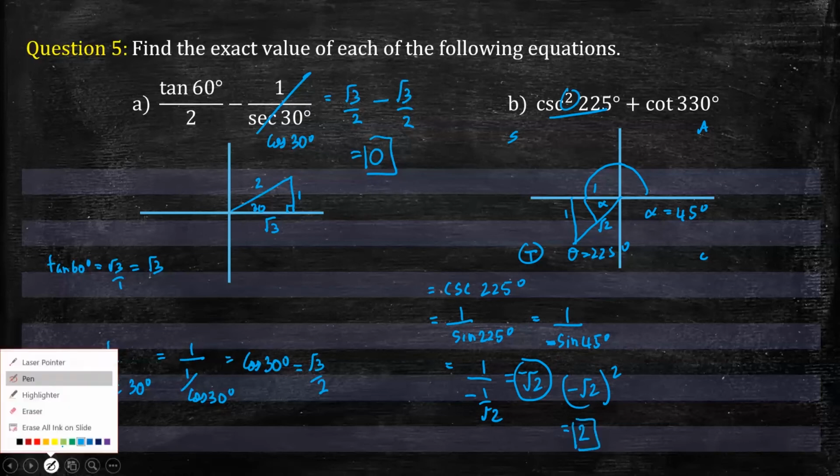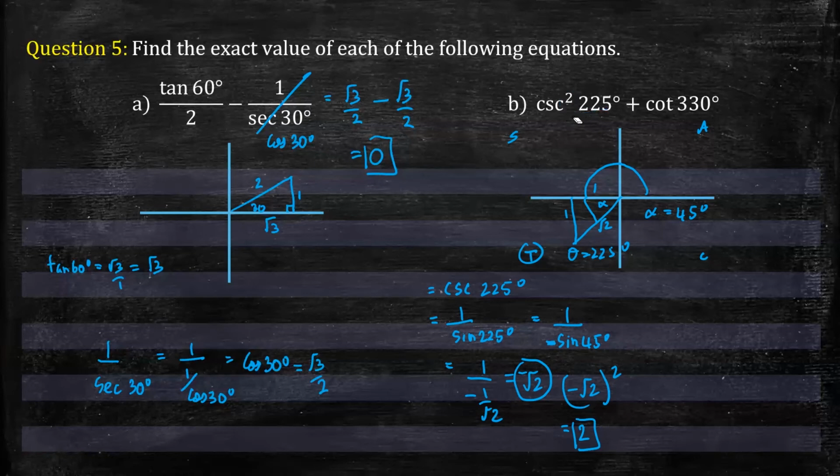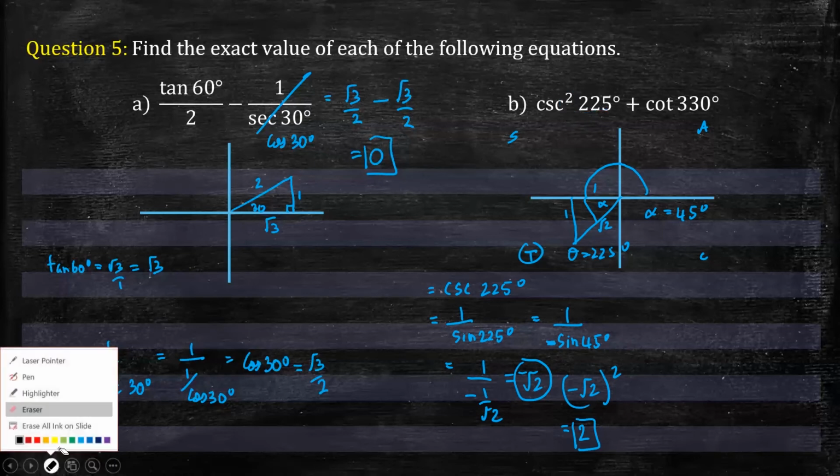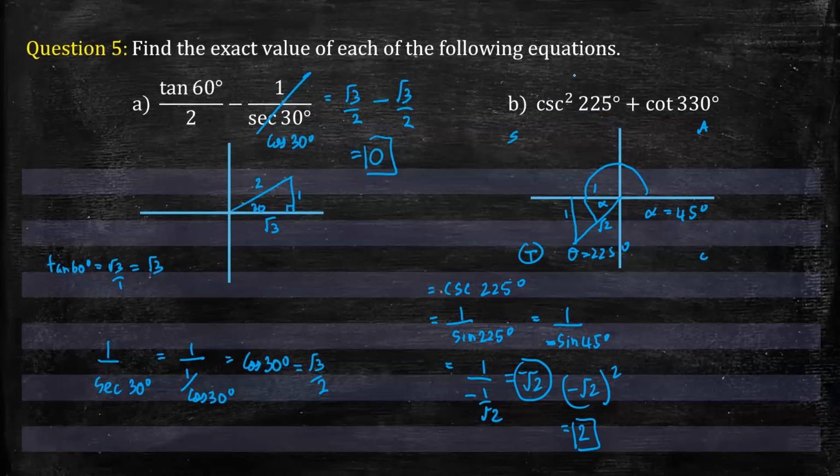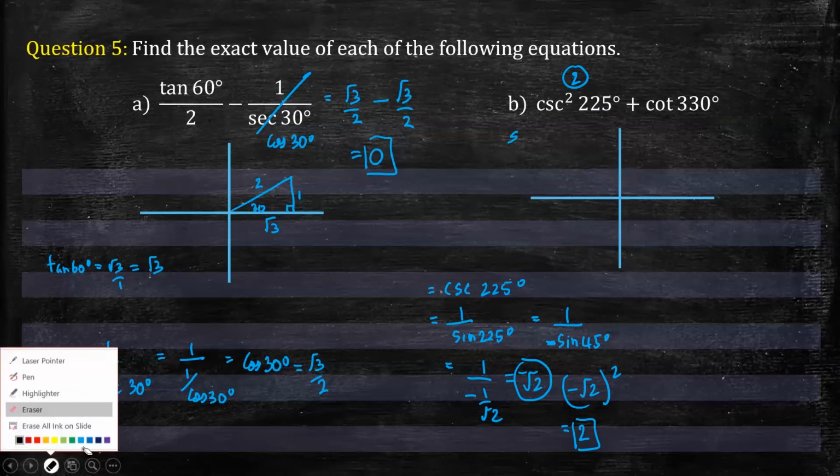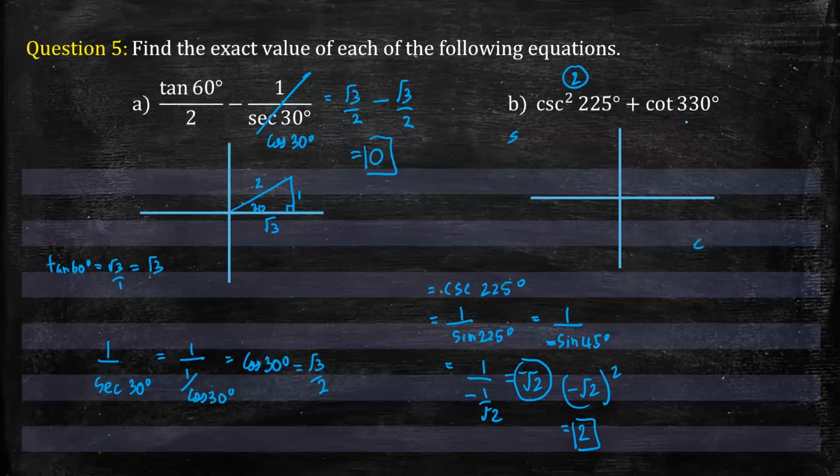So for the first bit, cosec squared 225 is going to be equal to 2, this part here. So let's clear our diagram and do cot 330. So let's clear that out. We still use CAST, so we should relabel those. CAST. So cot 330.